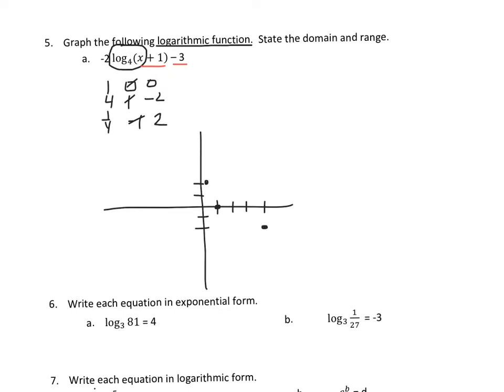So each of these points I'm going to move left 1 and down 3, left 1, down 3, left 1, down 3, and this graph is going to get closer and closer to x = -1 without touching. So your domain would be x is greater than -1. Your range, since it's the inverse of exponential, logarithmic ranges will be all reals.